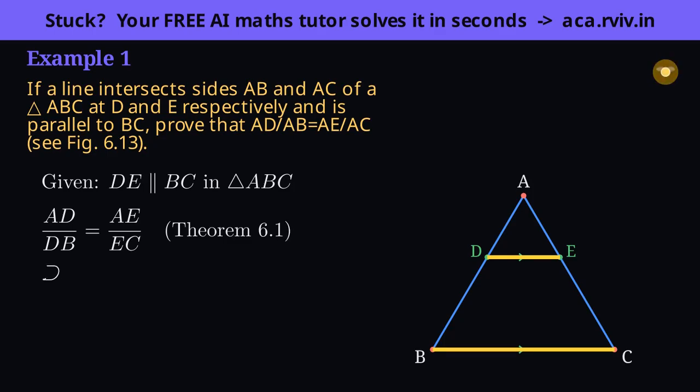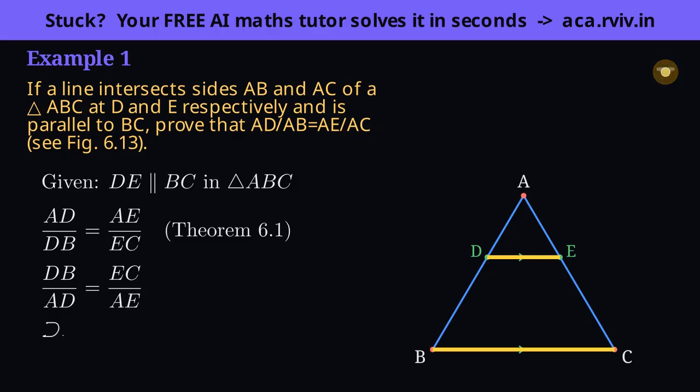Now a small but legal move, flip both fractions upside down. Why are we allowed to? Because if two fractions are equal, their reciprocals must be equal too. Turning both over keeps the balance. So DB over AD equals EC over AE. Watch why I'm doing this. I want AD and AE on the bottom so that adding to them builds the whole side.